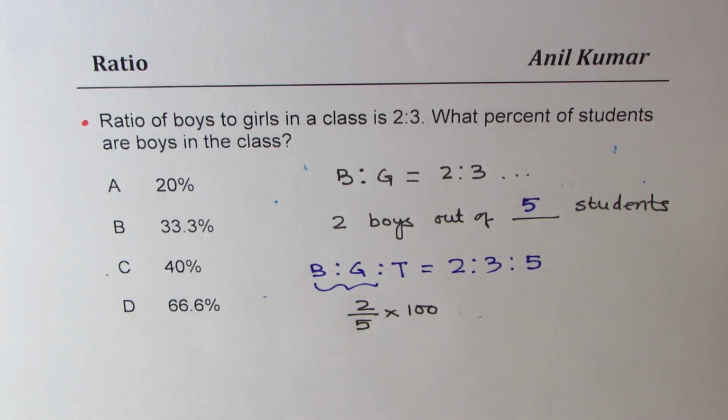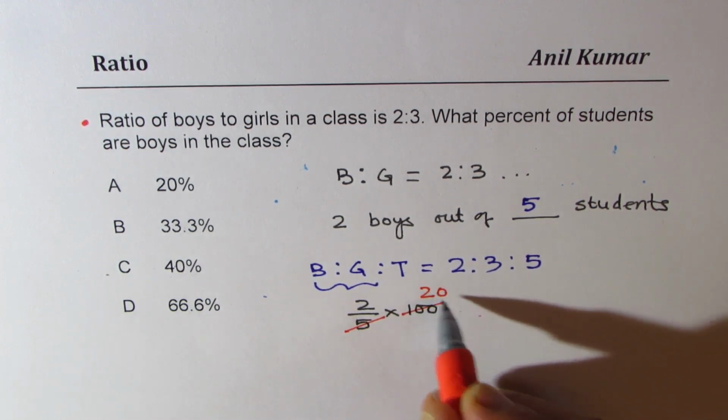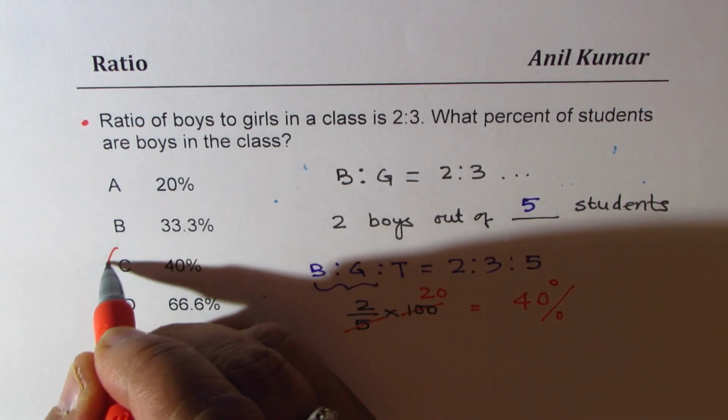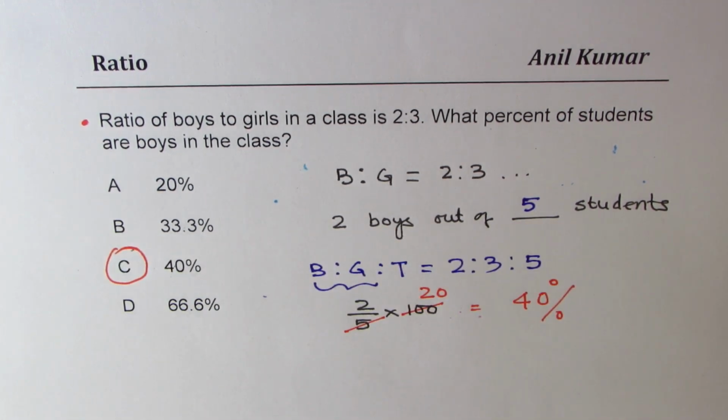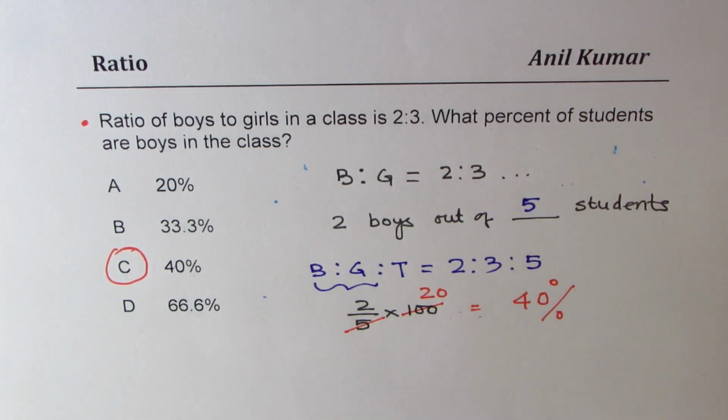Correct? 2 out of 5 times 100. Now this could be easily simplified. 5 times 20, and the answer is 40%. Option C is the right option. You get an idea. So at times we look into percent where it is part over whole. So we have to figure out what is the total amount or the whole.